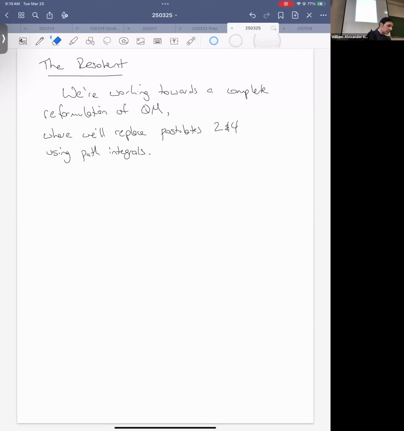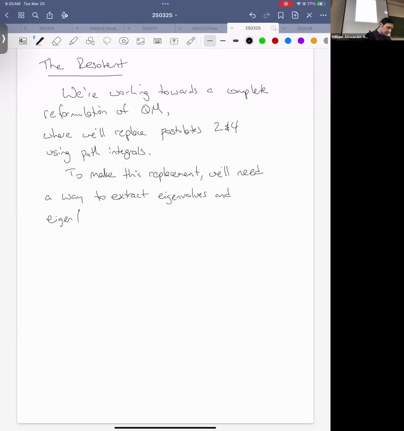Okay. So in order to make this replacement, we'll need a way to extract eigenvalues and eigenfunctions from path integrals.